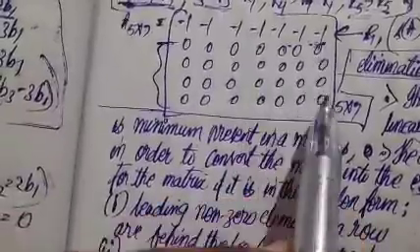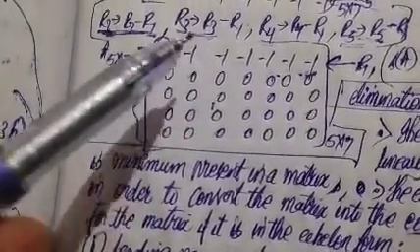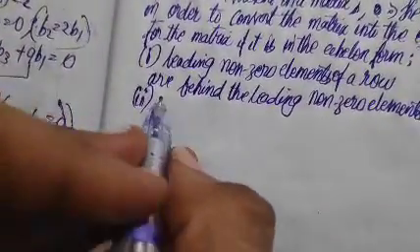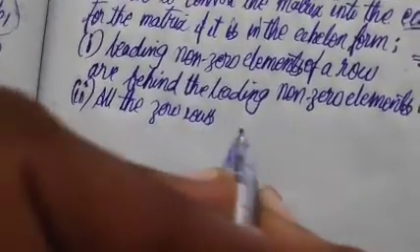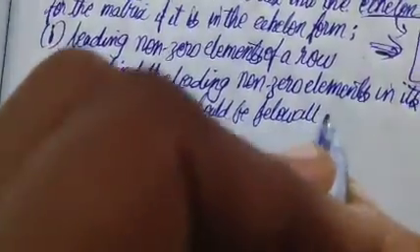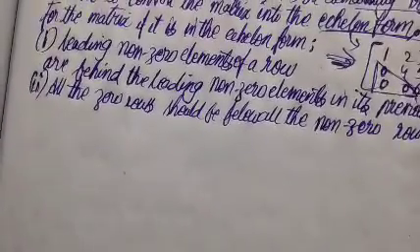So you can observe here, these are the non-zero rows and all these are the zero rows. All the zero rows should be below all the non-zero rows. So this is the non-zero row and below this we have the zero rows. The second point says that all the zero rows should be below all the non-zero rows. And we say this method is called the Gaussian or Gauss elimination method.